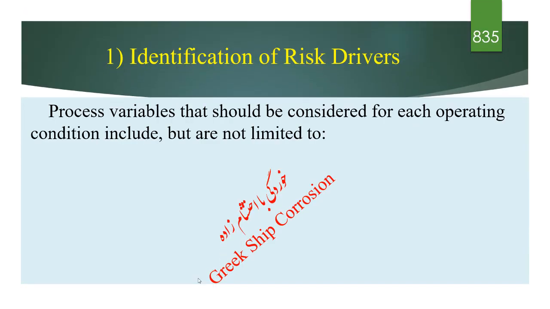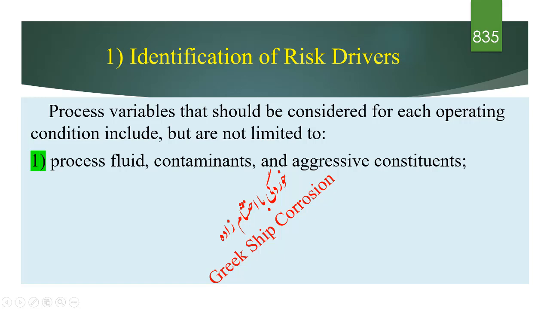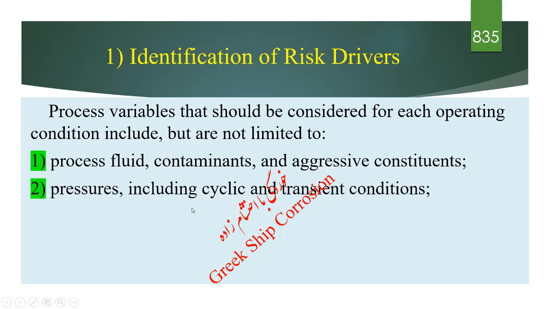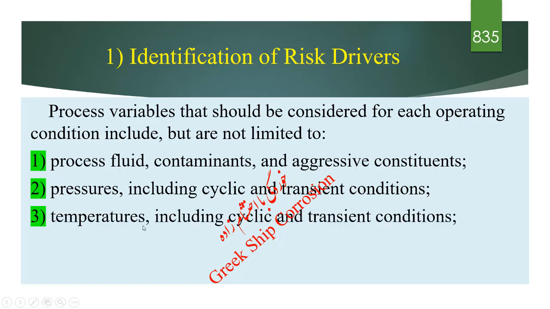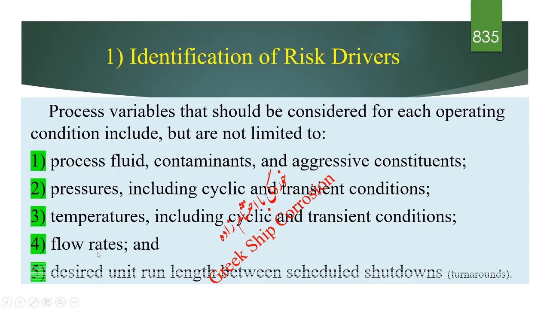Process variables that should be considered for each operating condition include, but are not limited to: 1. Process fluid, contaminants, and aggressive constituents. 2. Pressure, including cyclic and transient conditions. 3. Temperatures, including cyclic and transient conditions. 4. Flow rates. And 5. Desired unit run length between scheduled shutdowns or turnarounds.